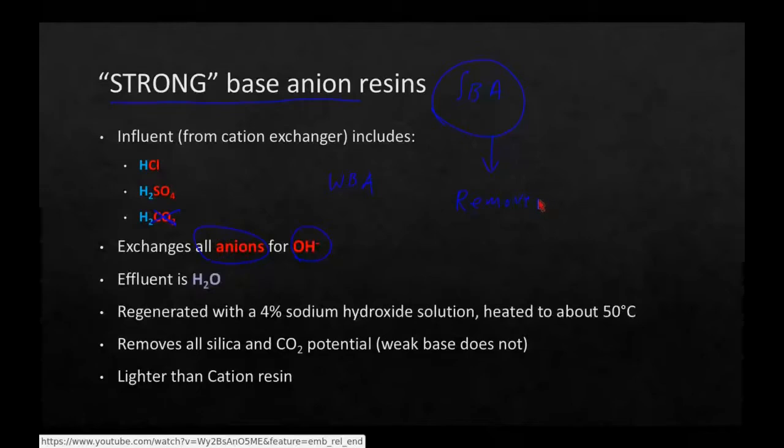And that's why we see these being used in thermal generating stations or anywhere where we've got a turbine, let's say in a pulp and paper plant. Very important that we remove silica. And the strong base anion does, but the weak base doesn't. We regenerate this one with sodium hydroxide. We got to heat it up. It's got to be 50 to 100 degrees Celsius. And it's a lighter resin.